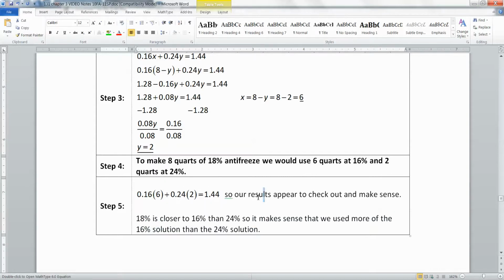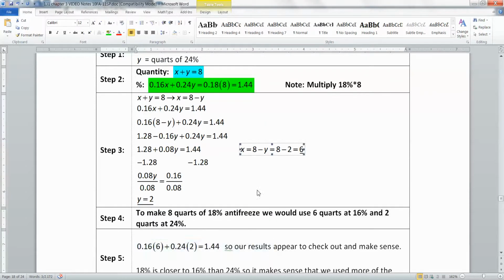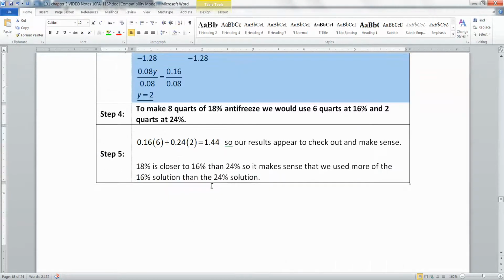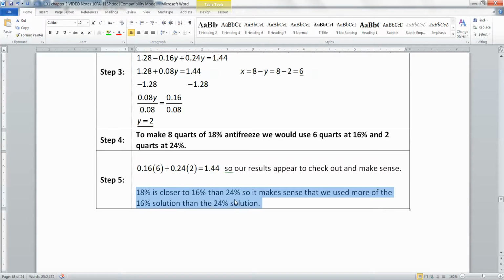You can always check back on the numbers. That's this part, just to make sure that the numbers you found actually work in the equations you made. That's just double checking your work here for step 3. But you also want to make sure it makes logical sense. And that's that part here.